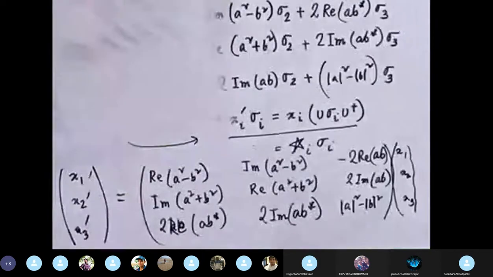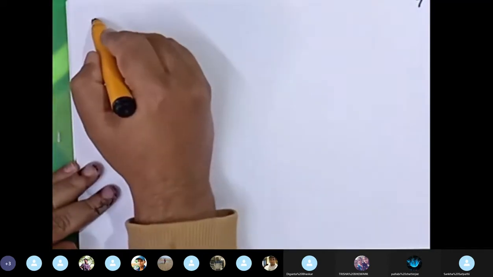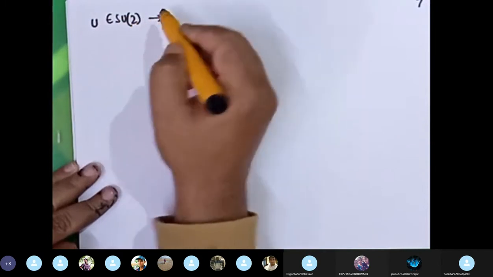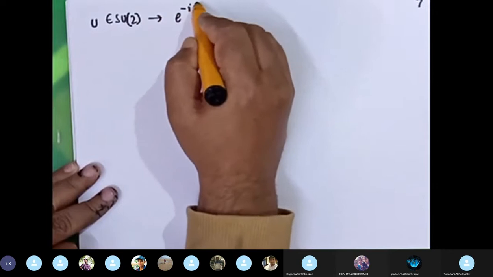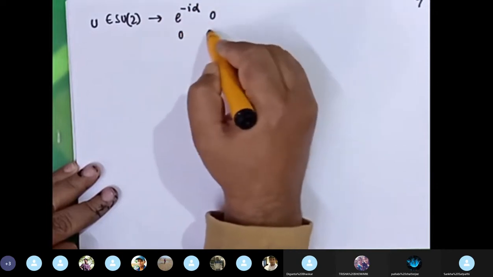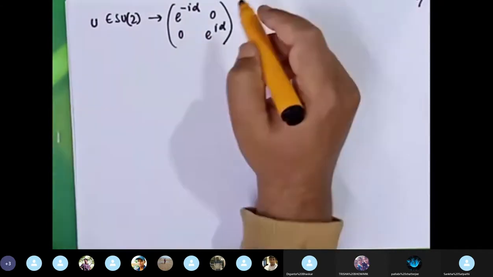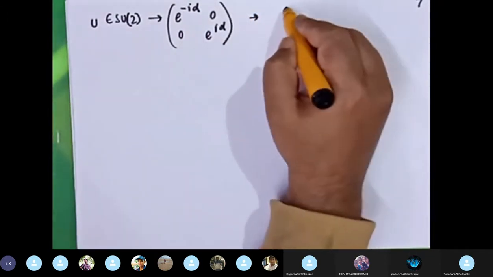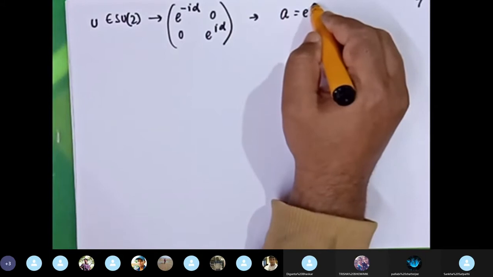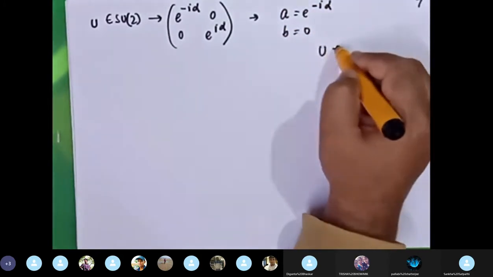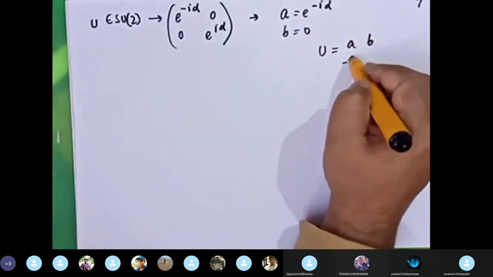Take one particular matrix. So take U belonging to SU2 as e to the power minus i alpha, 0, 0, a particular choice with one parameter, which corresponds to A equal to e to the power minus i alpha, B equal to 0, because any general U we have parameterized as this.